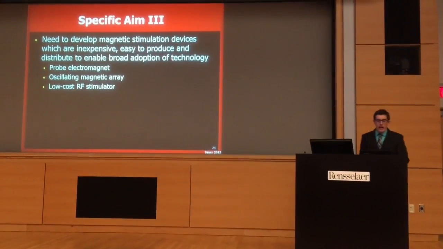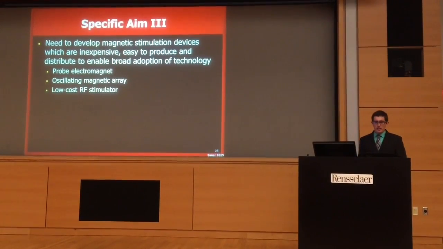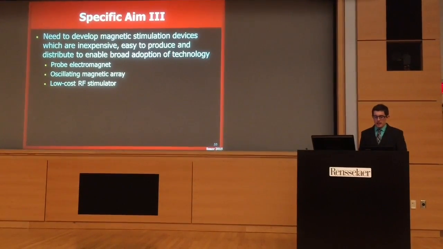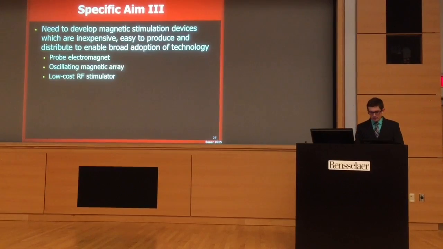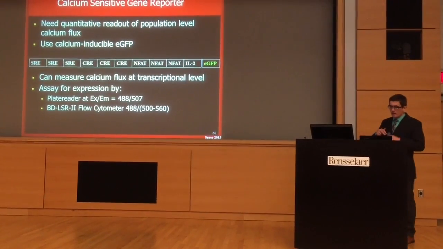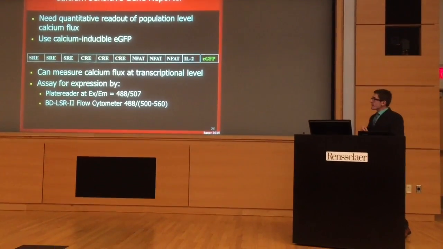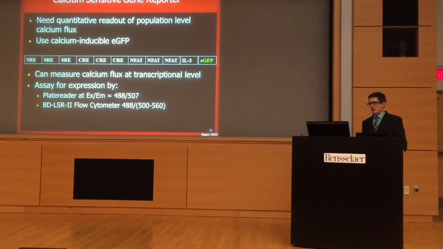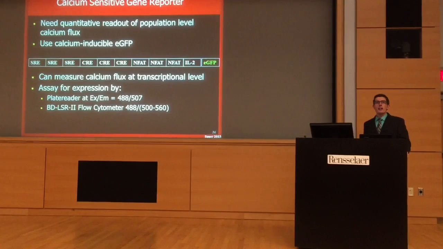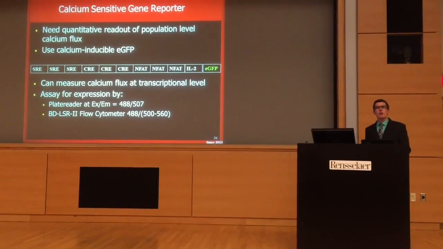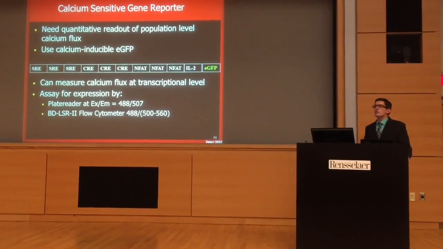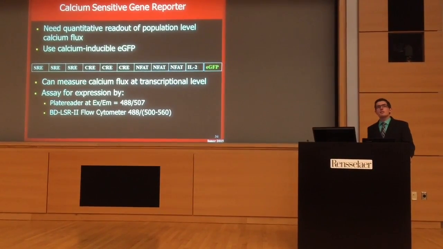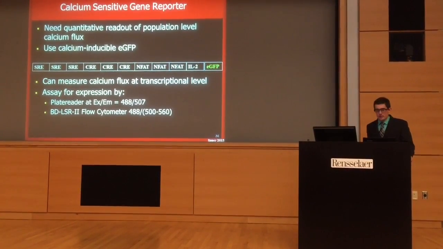Finally, in specific aim 3, I sought to develop devices by which we could inexpensively produce and distribute this technology to enable broad adoption. In order to do this, we need a quantitative readout of populational level calcium flux. So the fluorophore assay, as you saw, is nice, it gives a nice visual, but it's hard to get a truly statistical representation of what's happening. And the insulin reporter is nice, but it's expensive, and the assay is somewhat time-consuming.